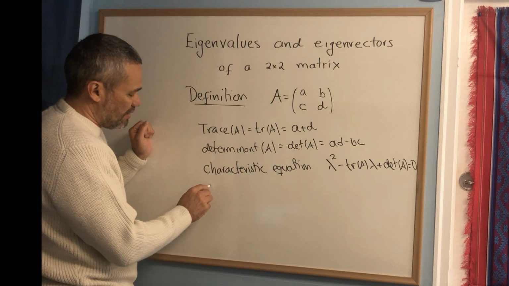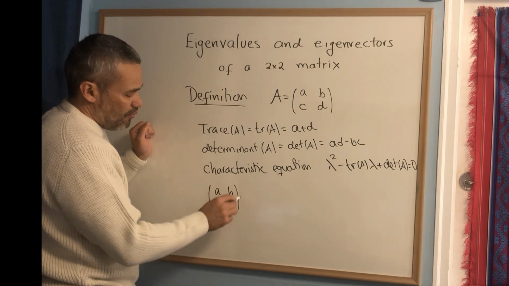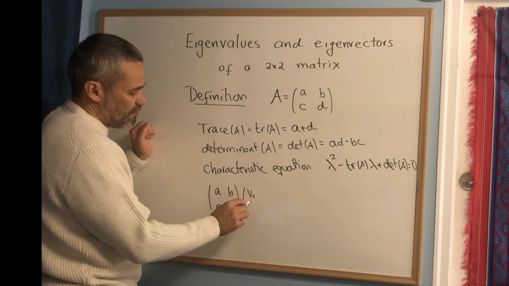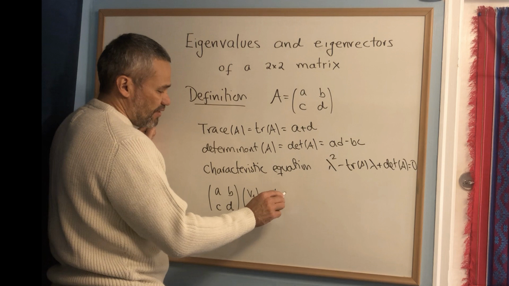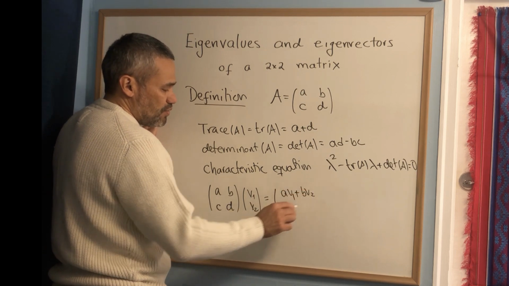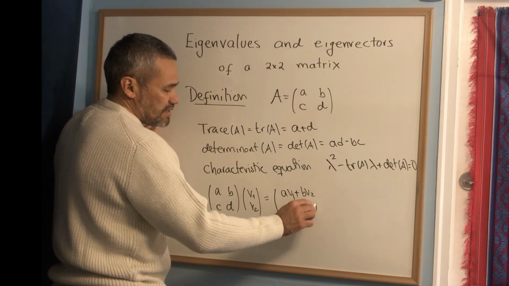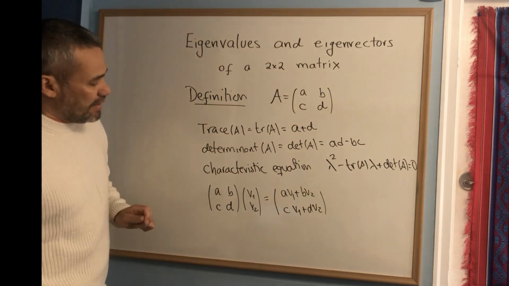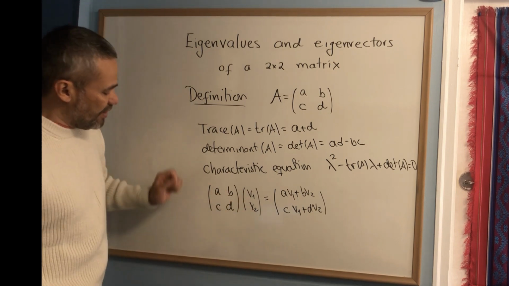More than that, if we have this matrix A, B, C, D, and we multiply this matrix by a vector V1, V2, then we get another vector. We get the vector A V1 plus B V2, C V1 plus D V2. Right? But then we're going to say that a vector V1, V2 is an eigenvector.